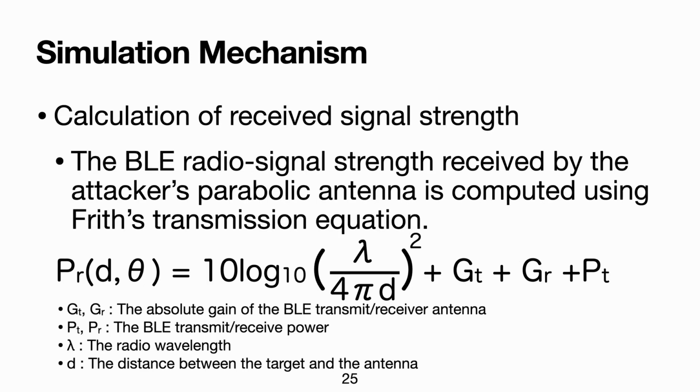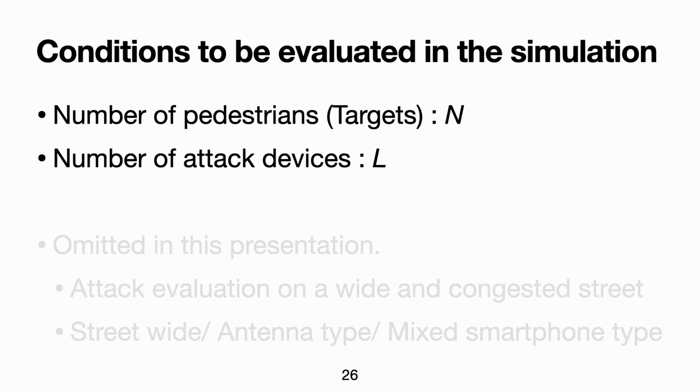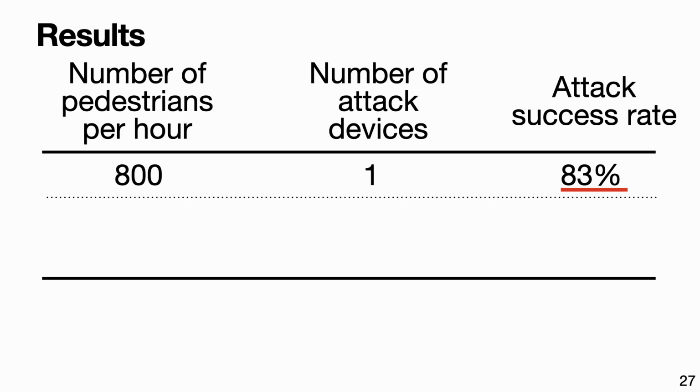The signal strength received by the attacker's parabolic antenna is computed using Friis's transmission equation. Friis's transmission equation shows the relationship between antenna gain, signal strength, wavelength, and distance. In this presentation, I evaluate the attack success rates by focusing on the number of pedestrians per hour and the number of attack devices set up. I show the result of the simulation.